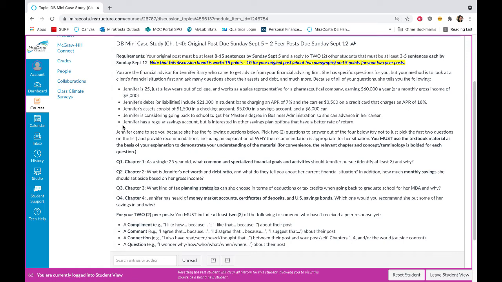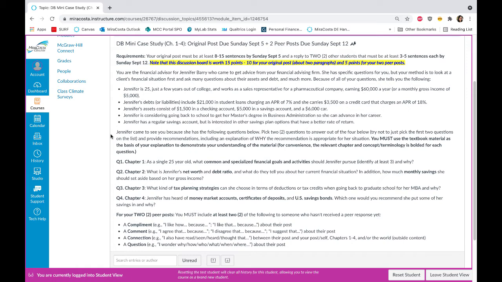So here are the instructions for the discussion board. For your original post, you'll write 8 to 15 sentences by the end of the week, and then you need to reply to 2 other students with 3 to 5 sentences by the following week. This discussion board is worth 15 points, 10 for your original post, which is about 2 paragraphs of content, and 5 points for your 2 peer posts.